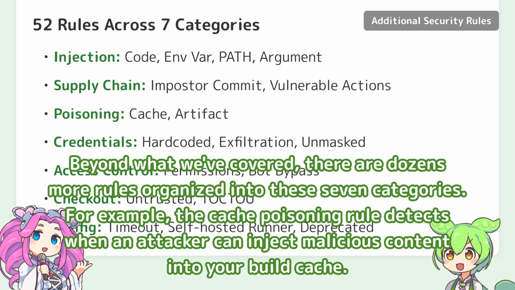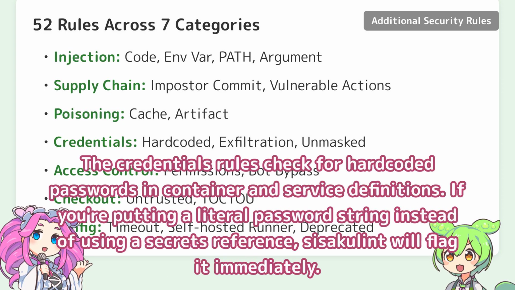For example, the cache poisoning rule detects when an attacker can inject malicious content into your build cache. The credentials rules check for hard-coded passwords in container and service definitions. If you're putting a literal password string instead of using a secrets reference, sisakulint will flag it immediately.